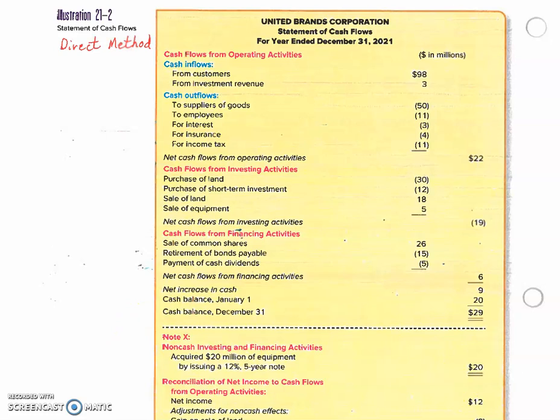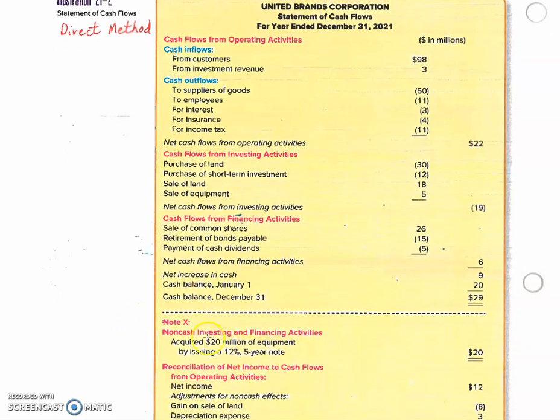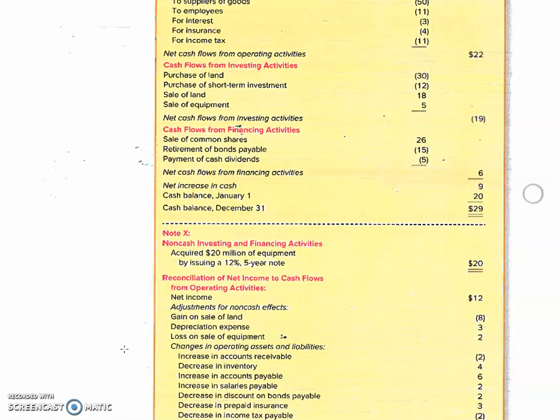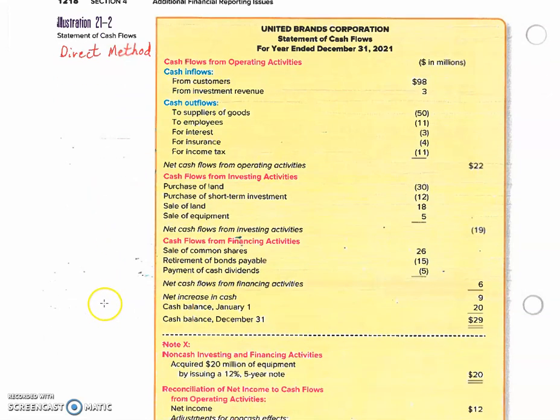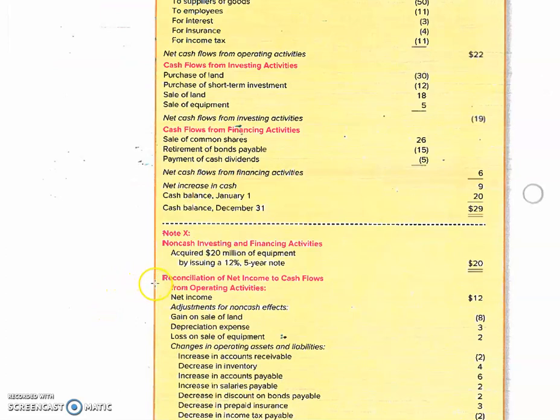Okay, then we come down here and pick up non-cash investing and financing activities. I'll talk more about those later, but we do have to disclose those. We can disclose them in a note. We can disclose them on the face of the statement of cash flows. Then if you use the direct method, which is what was used here for reporting cash flow from operating activities, then you have to also provide a reconciliation of net income to cash flows from operating activities.